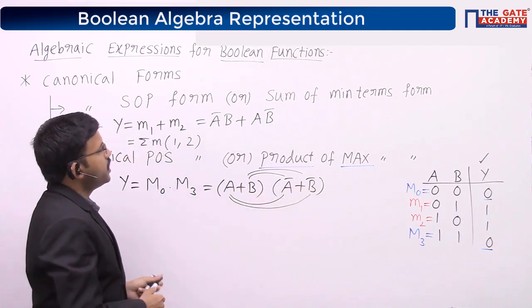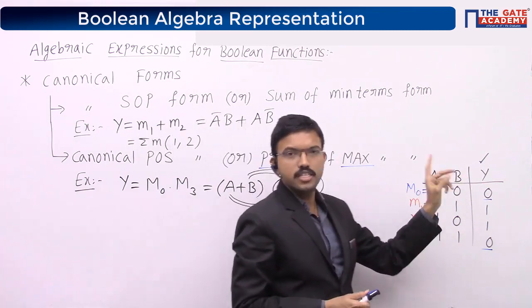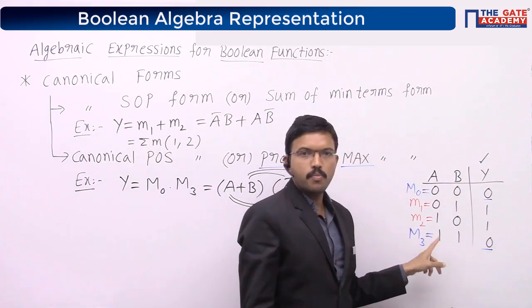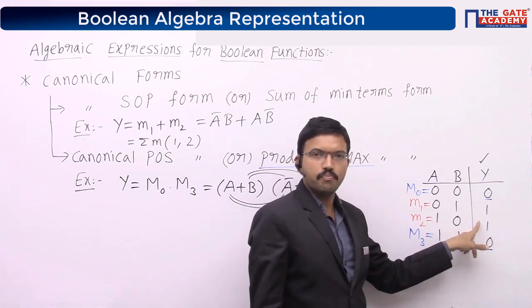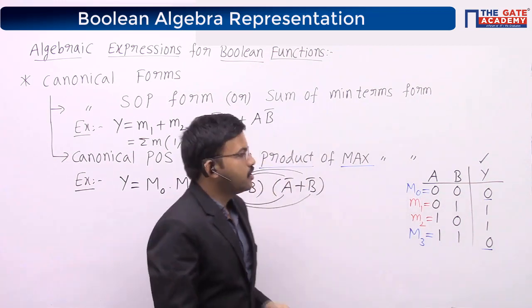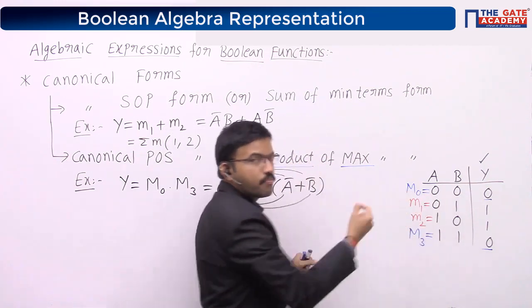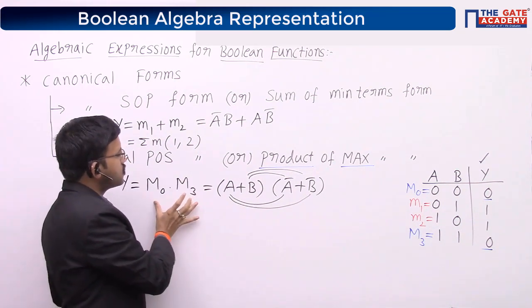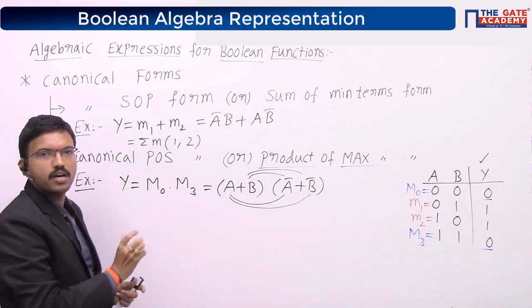That means we can write the output Y in two varieties. One is we can consider the combinations for which output is 1, or we can consider the combinations for which output is 0, like that. If we are considering the minterms, then we have to sum those minterms. Okay. If we are considering maxterms, then we have to multiply, or product.